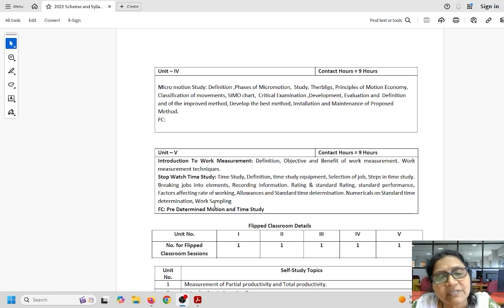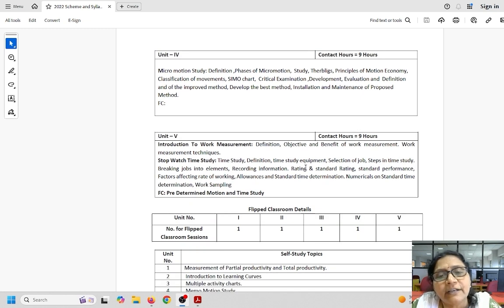And work sampling is another technique. So in this technique you are going to learn how much time the worker is idle during the day, or how much time he is working productively, involved in productive work. So this is about the 5th unit.